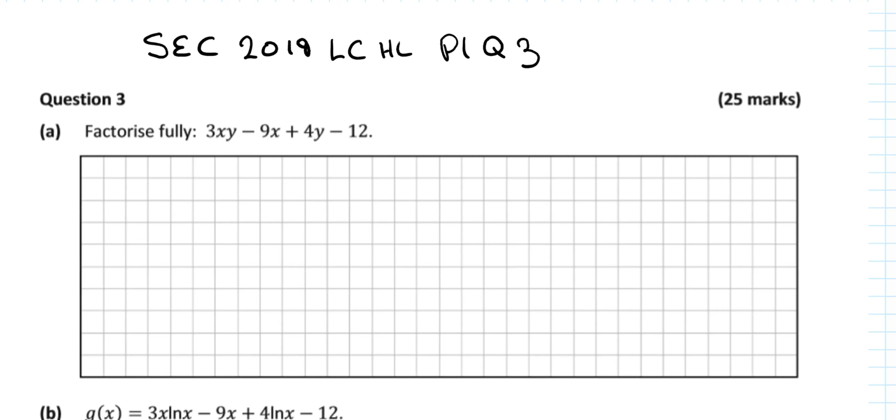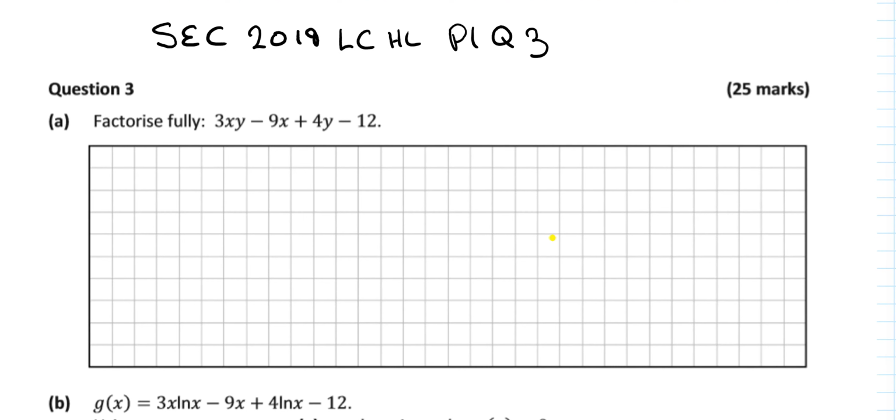So looking at SEC 2019 Leaving Cert Higher Level Math Paper 1 Question 3, Part A and B are just a bit of algebra, and Part C is a bit of differentiation. So if you haven't done differentiation yet, don't bother with Part C. Factorise fully 3xy minus 9x plus 4y minus 12.